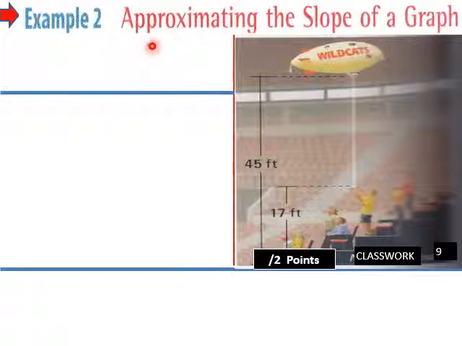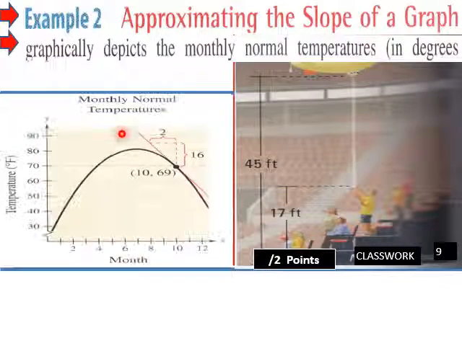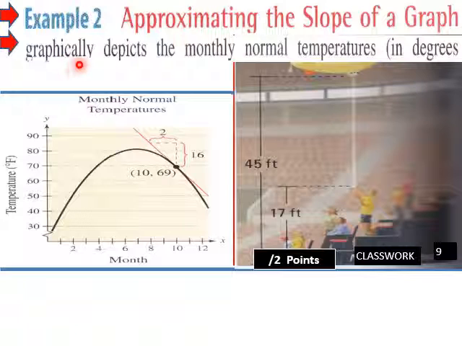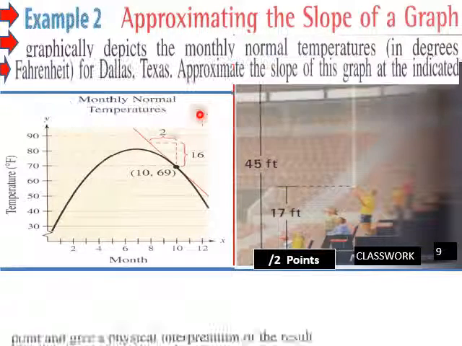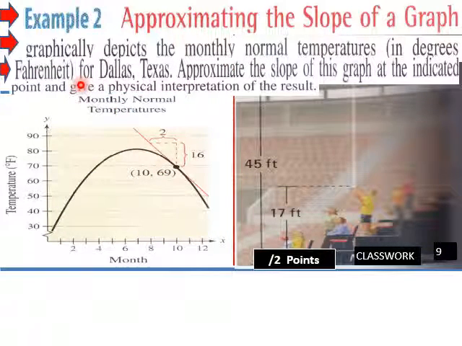And I think we try one now. Approximating the slope of a graph, Example 2. This graph depicts the monthly normal temperatures in degrees Fahrenheit for Dallas, Texas. Approximate the slope of this graph at the indicated point, which is at (10, 69), and give a physical interpretation of the result.